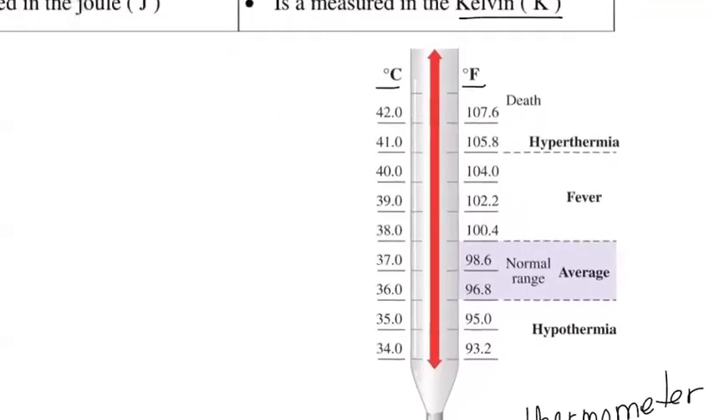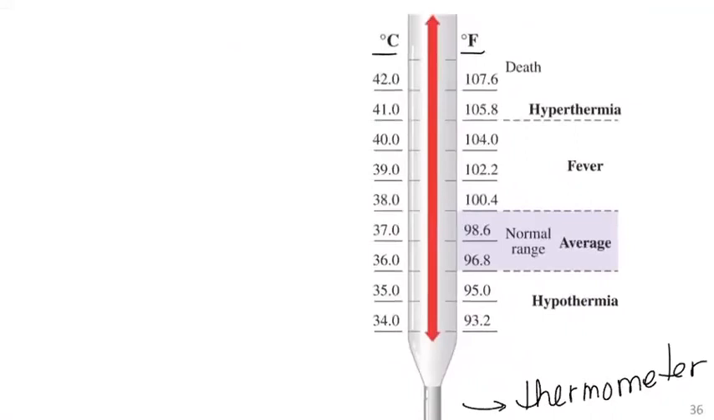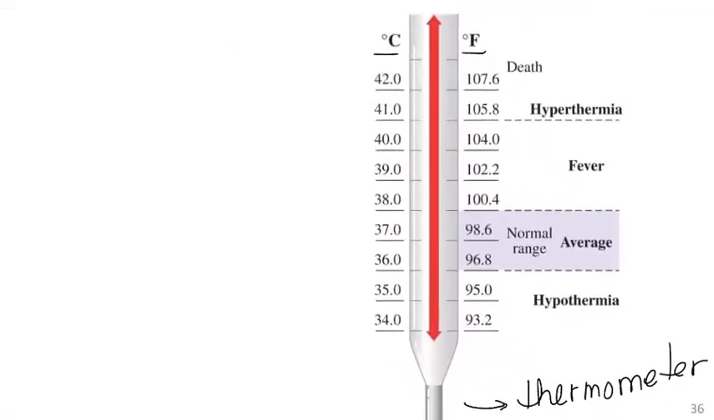Now, this thermometer that I'm showing you guys here is illustrating the normal range for body temperature for humans. You guys can see here that it is between 96.8 and below 100.4. So maybe for those students that are going into the nursing programs, you realize, okay, what does it mean to have a fever? Well, if your body temperature rises above that 100.4, that's what is considered a fever.